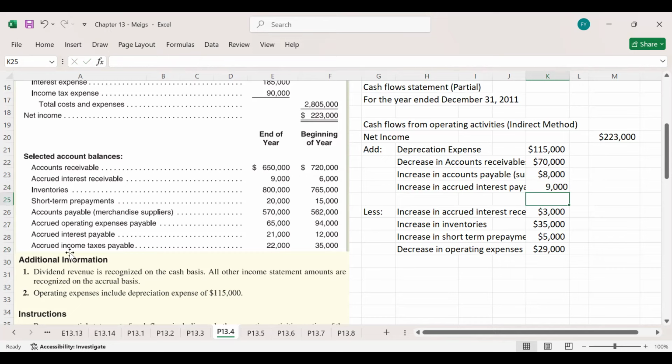Then the last one is accrued income tax payable, and you can see there's a decrease in accrued income tax payable. So cash will also be decreased. Decrease in accrued income taxes payable, and the amount is 35,000 minus 22,000, we get $13,000. 13,000.